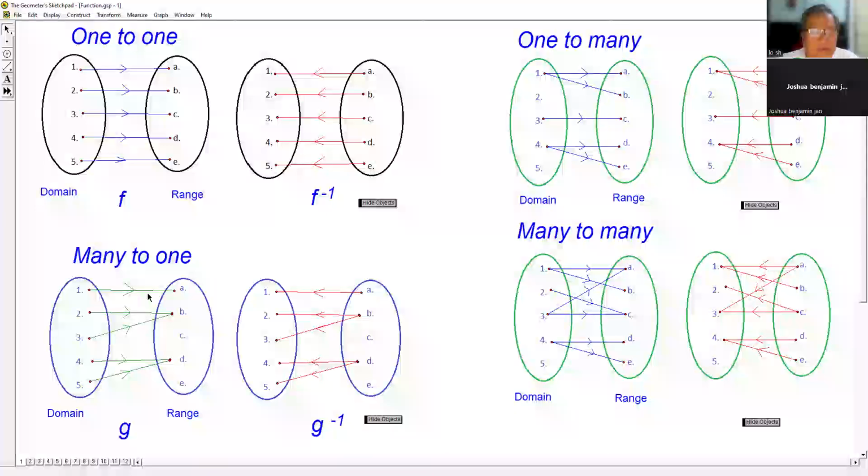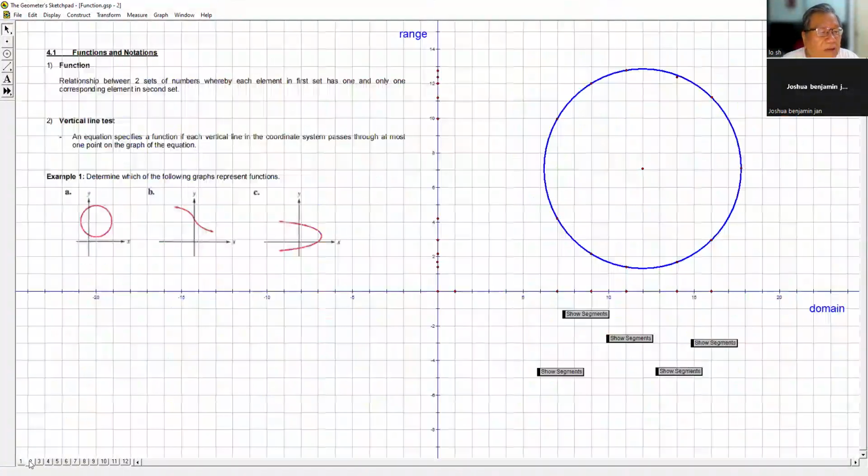No question. So you see the first one, right? This one is a function. The third one is a function, but the second one here is not a function. Now, why? Well, we look again at the definition. First set has one and only one corresponding element in the second set. One element in the domain corresponds with only one element in the range. That type is called a function.